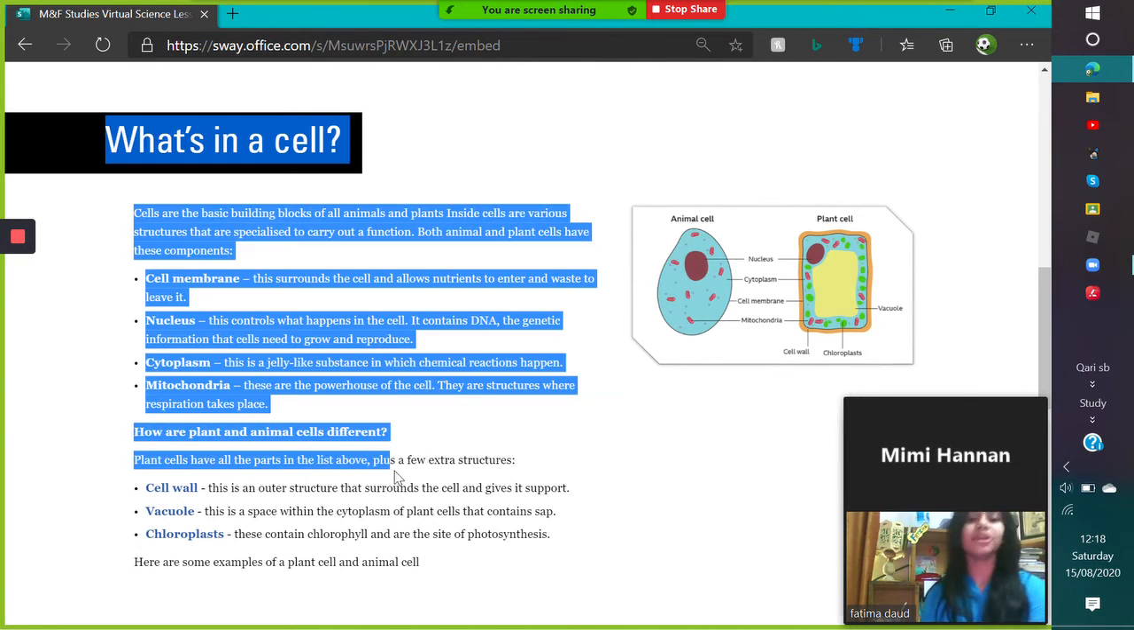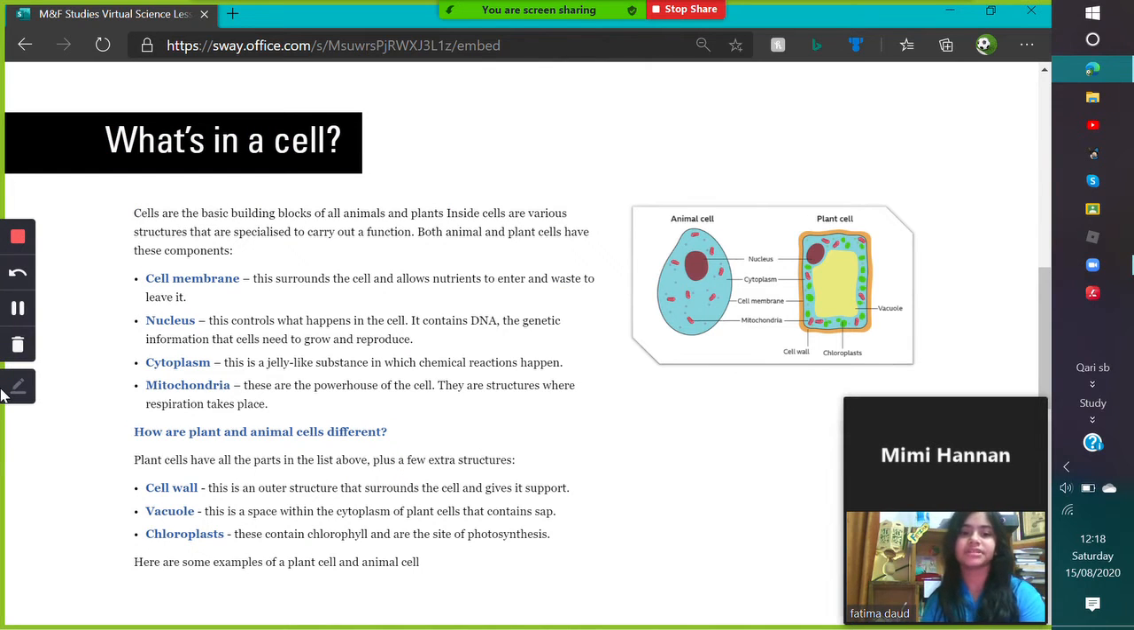Next is how plant and animal cells are different. Plant and animal cells have all the parts in the list above, plus a few extra structures. Cell wall. This is an outer structure that surrounds the cell and gives it support. Vacuole. This is a space within the cytoplasm of plant cells that contains sap. Chloroplast. These contain chlorophyll and are the site of photosynthesis.